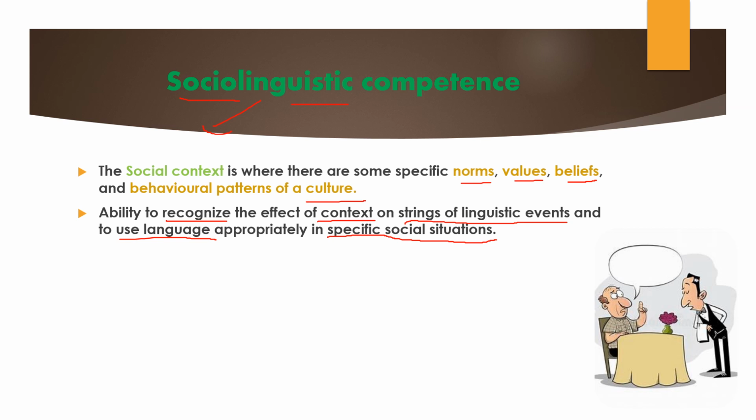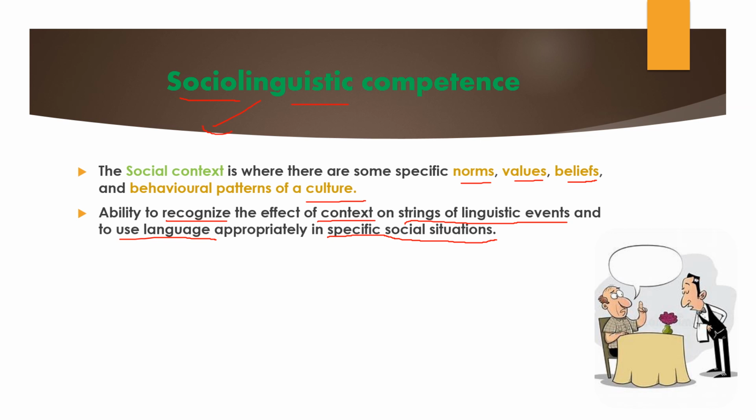Let me give you an example of how you use a language appropriately in specific social situations. If you are at the grocery, of course, you're going to use informal language. You are at the grocery shop, and you ask the grocery agent to give you some groceries that you're going to buy. In this context, you're not going to use formal language. The language you use in this situation is very informal.